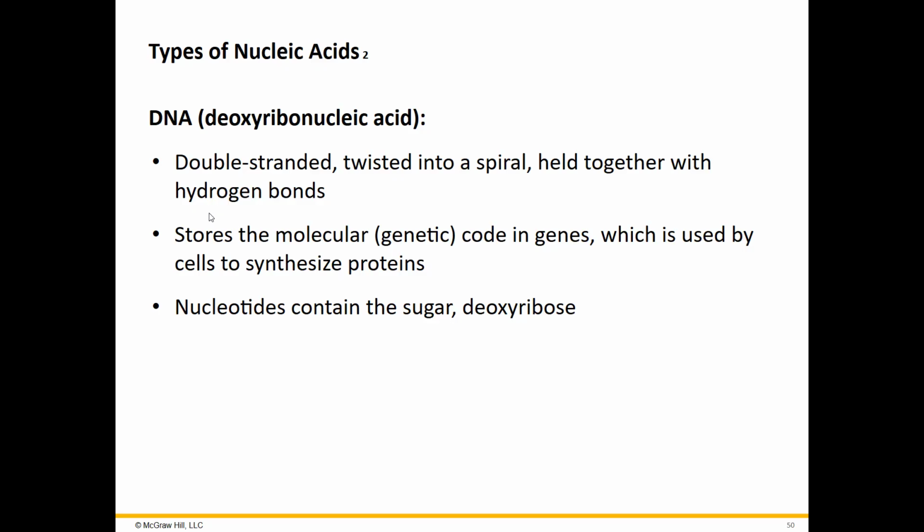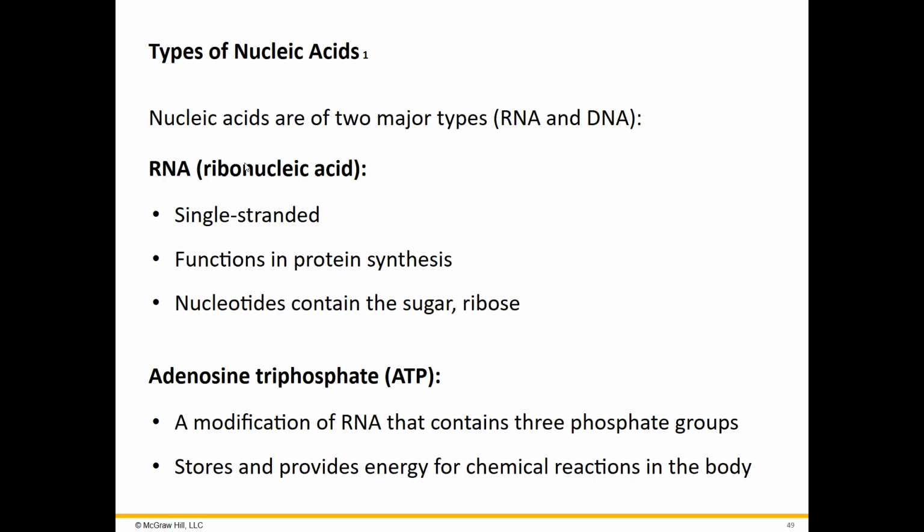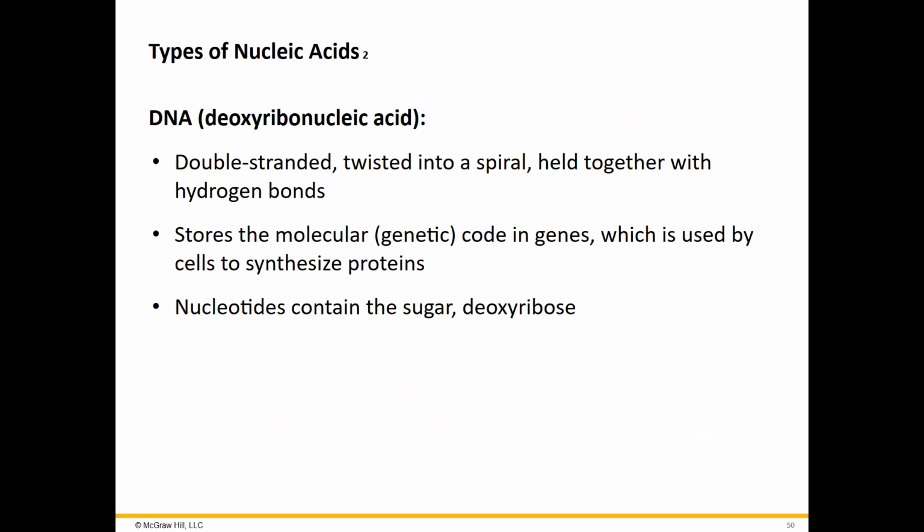So this stores the molecular genetic code for genes. Genes are used to tell a cell how to synthesize proteins. So it starts with the DNA. The DNA is used to create the RNA. The RNA is used to create proteins. That's how it works. Okay, that's what I want you to know.